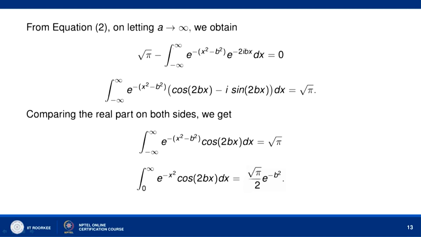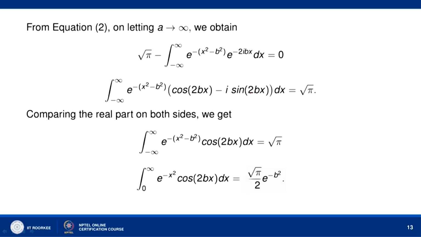So root pi minus the integral over minus infinity to infinity of e to the power minus (x minus bi) square e to the power minus 2i bx dx equals 0, and we can put it as cos 2bx minus i sin 2bx. So the integral over minus infinity to infinity of e to the power minus x square minus b square, cos 2bx minus i sin 2bx dx, equals root pi. Now comparing the real part on both sides, because we want to evaluate the integral over minus infinity to infinity of e to the power minus x square times cos 2bx. We ultimately want to get this. So we just need to compare the real part. So the integral over minus infinity to infinity of e to the power minus x square minus b square cos 2bx dx equals root pi, and this is a real quantity.